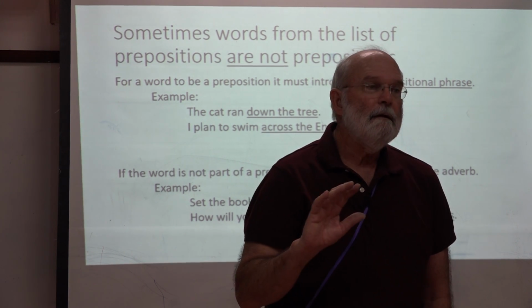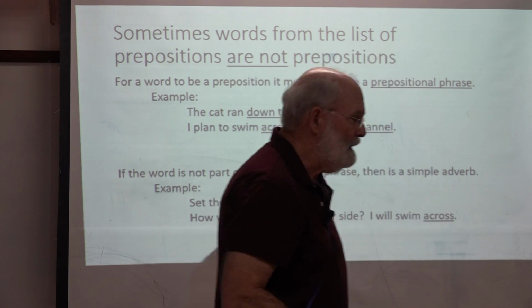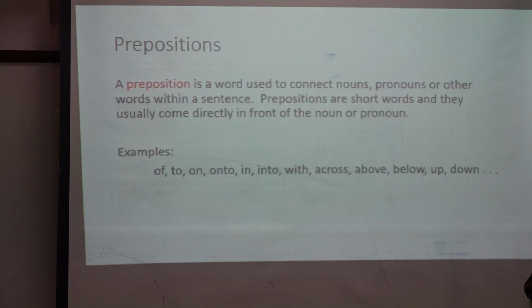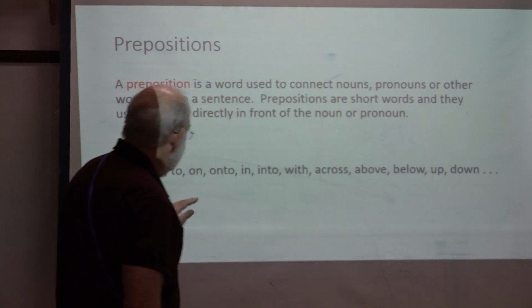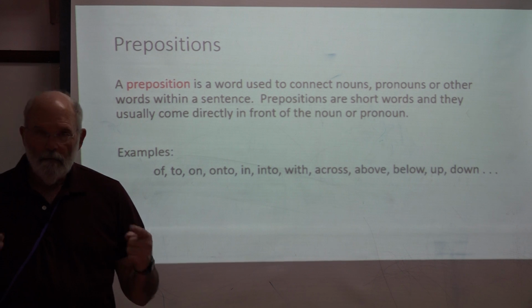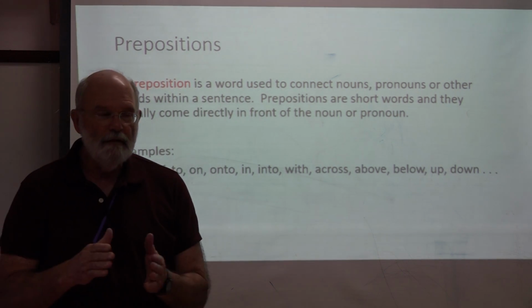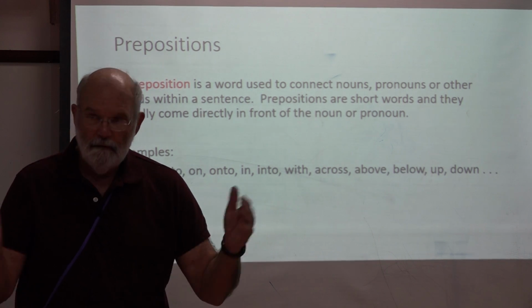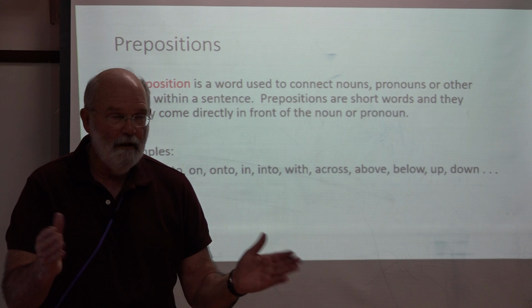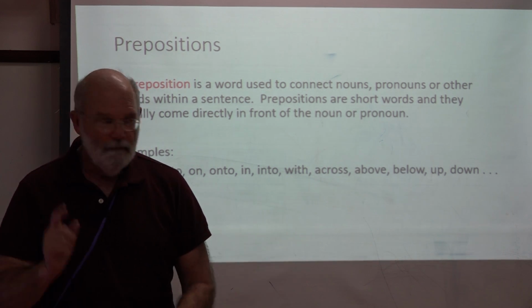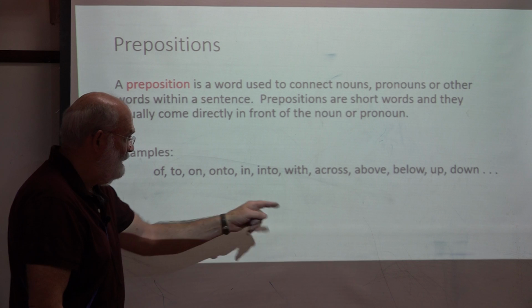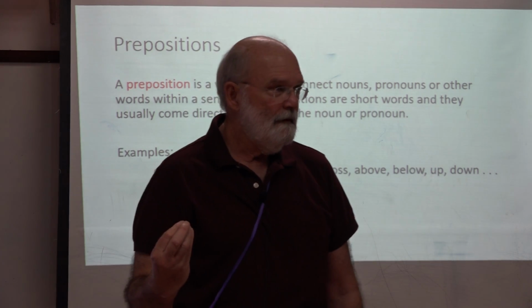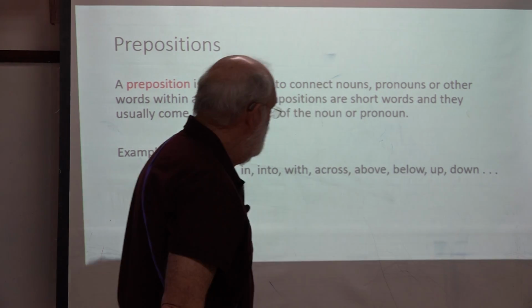So normally when we come across words that are used as prepositions, what you expect to see in the sentence is another group of words that will make a prepositional phrase that will describe or modify a noun or a verb. But sometimes, like in the case of down, we'll see the word just by itself, and then it would be an adverb.